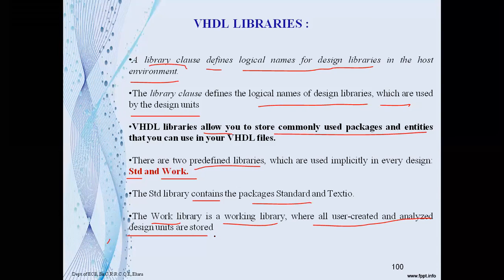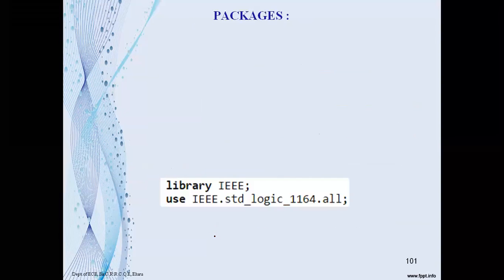So we have the library clause. There are two types of library clauses: the standard library clause and the work library clause. The standard library clause consists of the standard packages, whereas the working library consists of all the user defined packages and all the user defined entities. So there are two types of libraries in VHDL, standard and work.